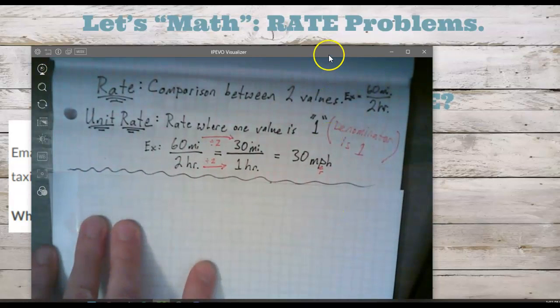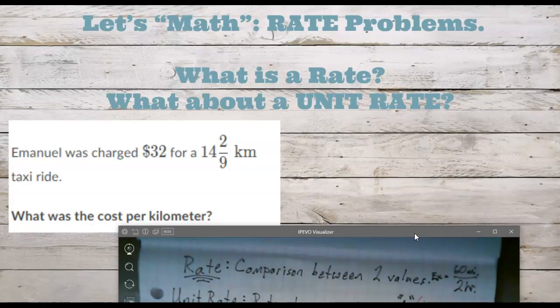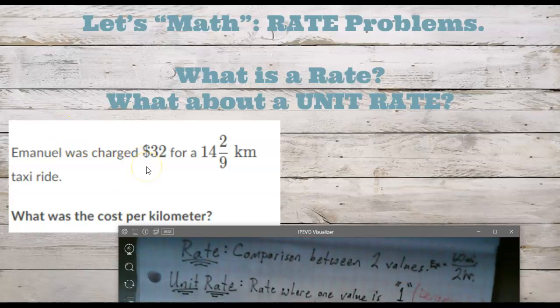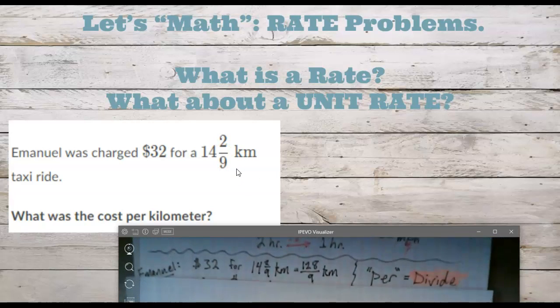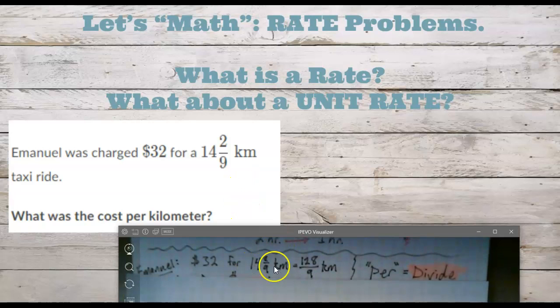All right, so let's go back here to Emmanuel's problem. And it says, what is the cost per kilometer? We're seeing a lot of metric problems in our homework, which I love because the rest of the world uses the metric system. So if we write down what we know, let's write down $32 and let's write down 14 2/9 kilometers. And I just wrote it down as $32 for 14 2/9. If you want to make a reminder note, like I did here, per equals divide.